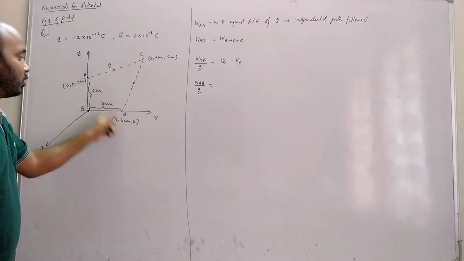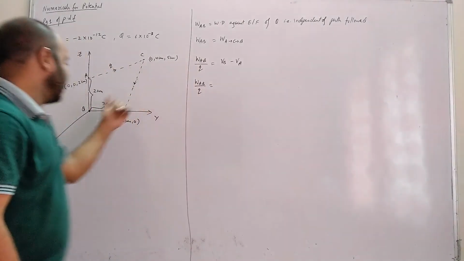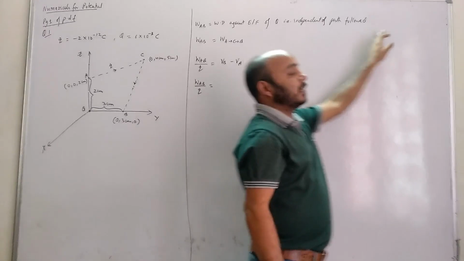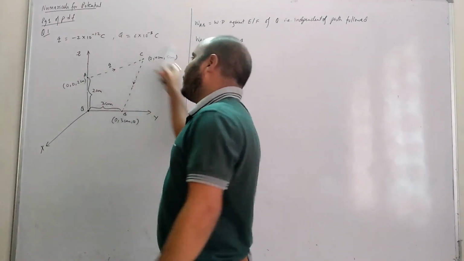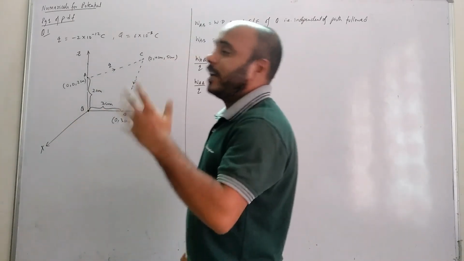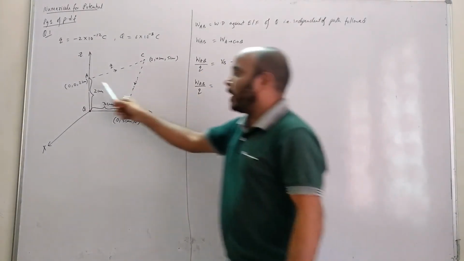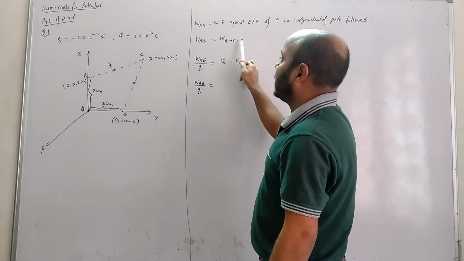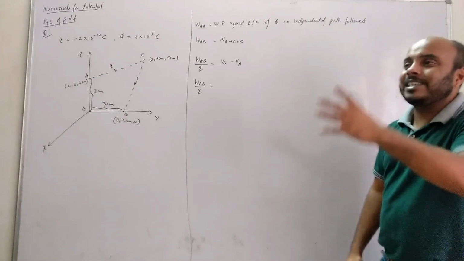Work done from A to B, we are going from A to B, work done against the electric field of Q. We are working against the electric field of this Q. That is independent of the path followed. That means I am going from A to B, any way I go, work done will remain the same. It is independent, whether I go via C or via D. So what we wrote is: work done from A to B, if I go directly from A to B like this, is equal to work done from A to C then B. Okay, they are the same.